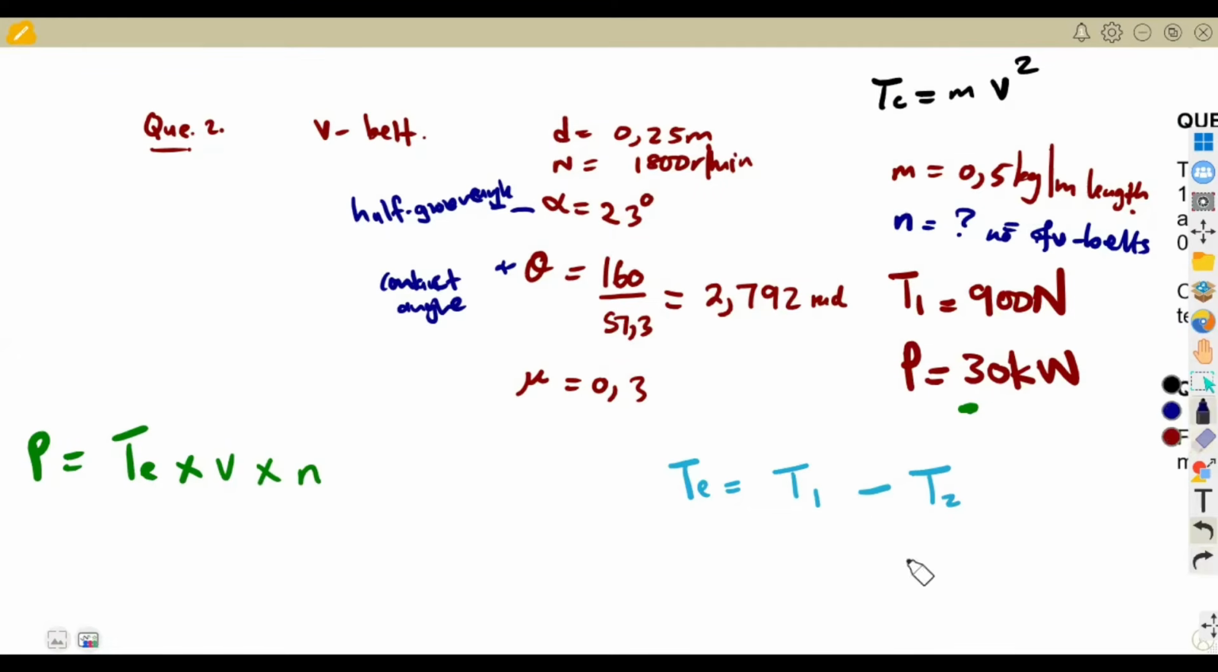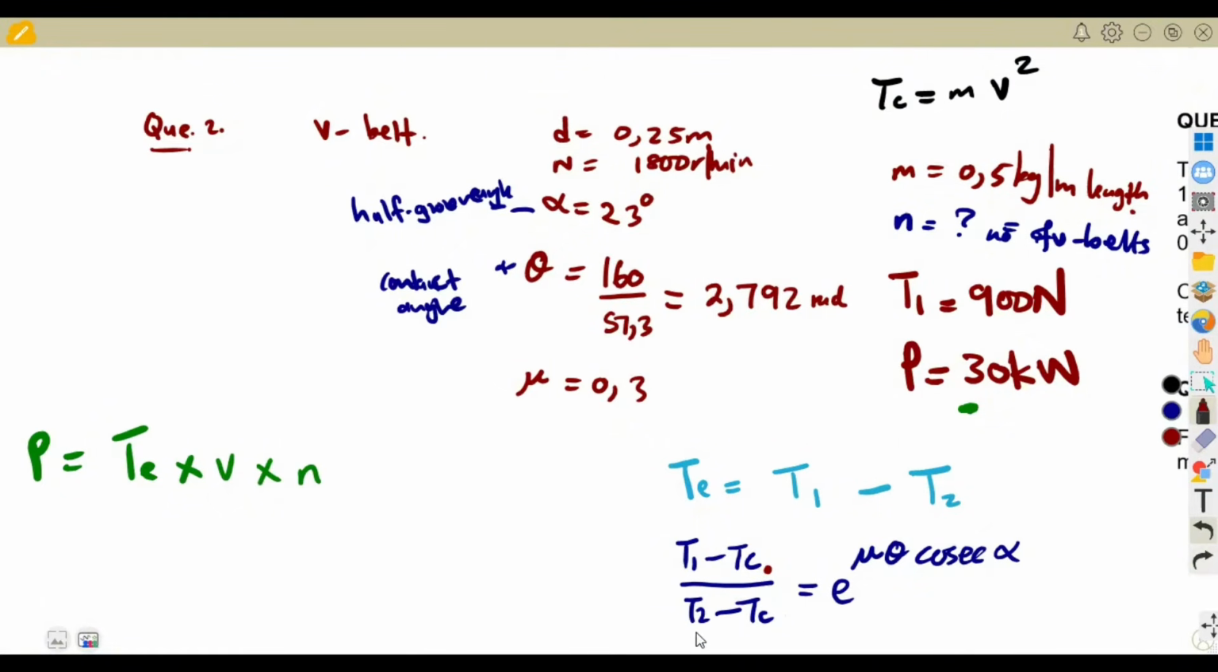The formula now is going to be like this: (T1 minus TC) over (T2 minus TC) is equal to e to the exponent of mu theta cosec alpha. Take note, where mu is the coefficient of friction, theta is the angle of contact, and alpha is the half groove angle in degrees. So this is it. We can find this because we do not have this, so we can determine this. All right, I think that is the only thing that we need here. Everything is there. So let us find this.